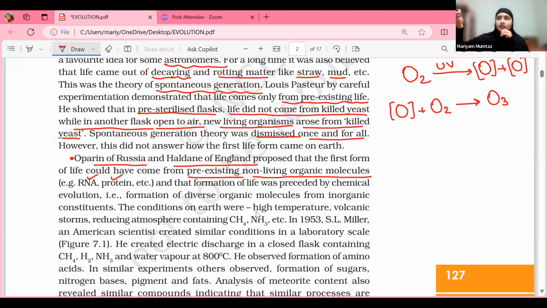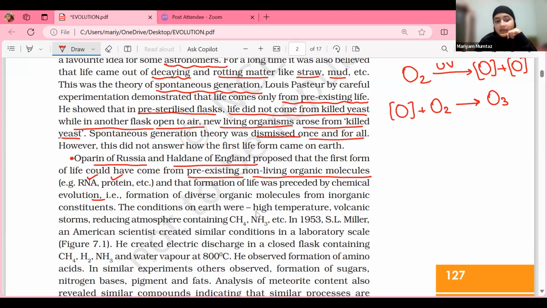Everywhere. If you go to the cellular level and even beyond that, like you take out the bone, you demineralize the bone and you do all sorts of things, ultimately you'll be left with calcium, you'll be left with carbon and everything. So basically they are saying that life came from non-living organic molecules. Non-living because obviously RNA and protein are not living things. Organic molecules because they occur in living beings. And that formation of life was preceded by chemical evolution. Meaning, first chemical evolution took place and then the evolution of life took place.